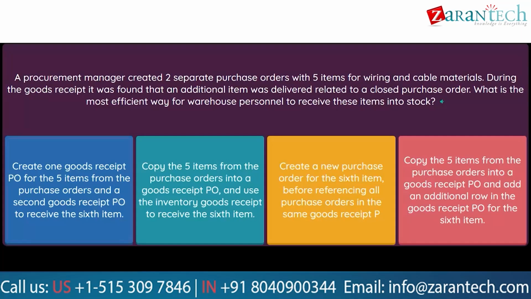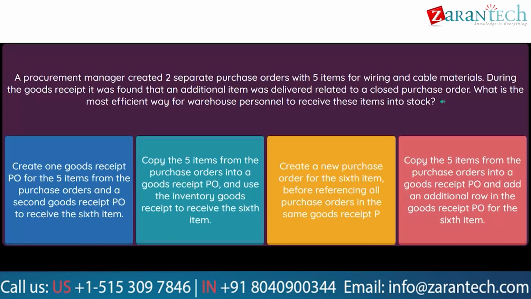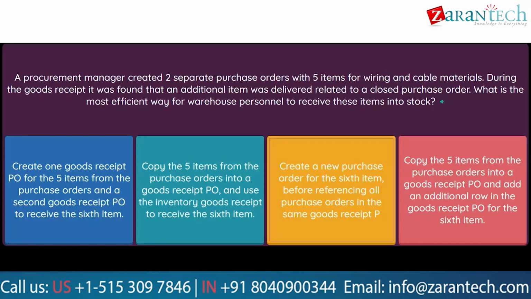Option 1, create one goods receipt PO for the 5 items from the purchase orders and a second goods receipt PO to receive the 6th item. Option 2, copy the 5 items from the purchase orders into a goods receipt PO, and use the inventory goods receipt to receive the 6th item. Option 3, create a new purchase order for the 6th item, before referencing all purchase orders in the same goods receipt PO. Option 4, copy the 5 items from the purchase orders into a goods receipt PO and add an additional row in the goods receipt PO for the 6th item.